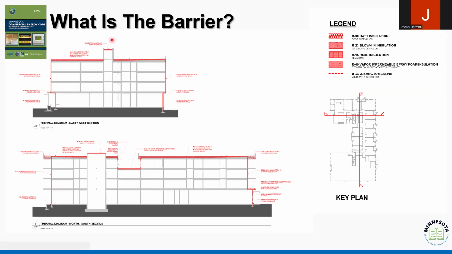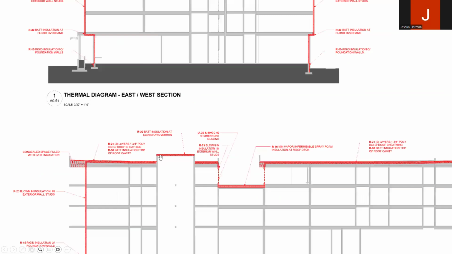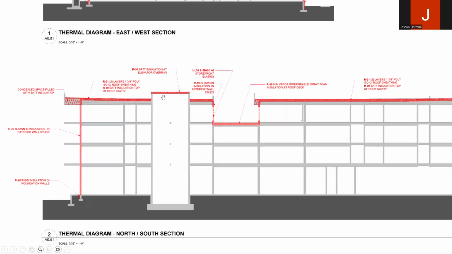I'm like, okay, what are we doing here? We'll zoom in. We show an R30 batt insulation at the stair pin house, right? This is a stairway that goes up to the roof. The roof is not an occupied roof. It's just a roof with equipment on top of it. We also see down here, there's a little bit of a separation around the elevator bay, right?